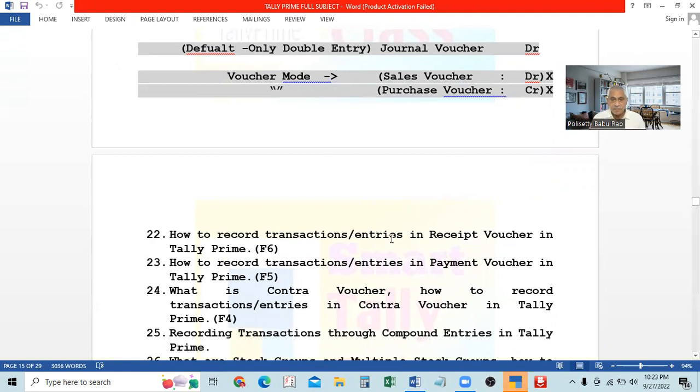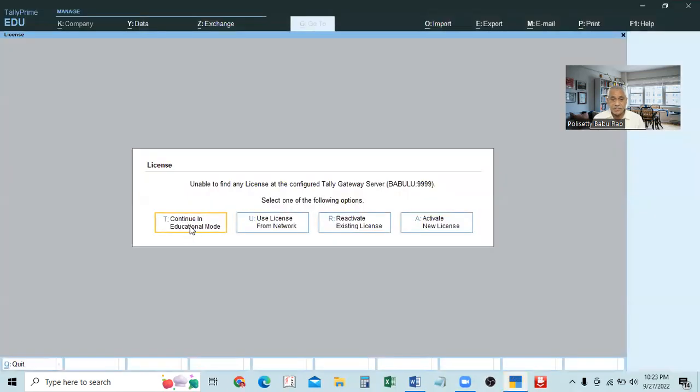First, we will take up the receipt voucher, because without receipt we cannot make payment. That's why we are taking up the receipt voucher first. Receipt voucher is F6. So go there.